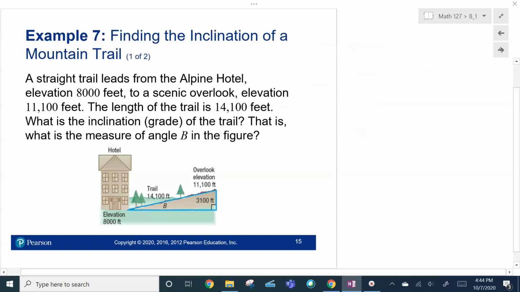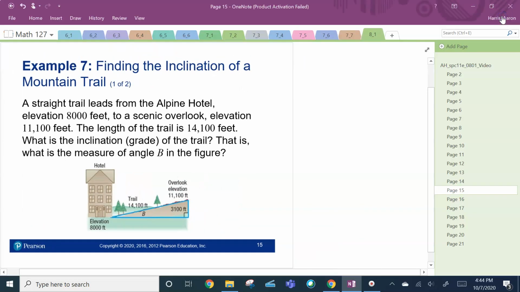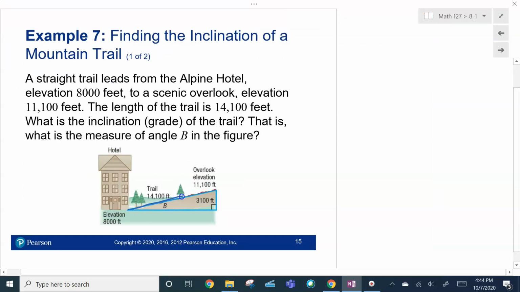All right, let's do another one here. We've got this straight trail that leads from the Alpine Hotel to a scenic overlook at 11,100 feet. We started at an original elevation of 8,000, so the difference there is 3,100 feet. So we know that height is 3,100. The length of the trail is 14,100 feet.